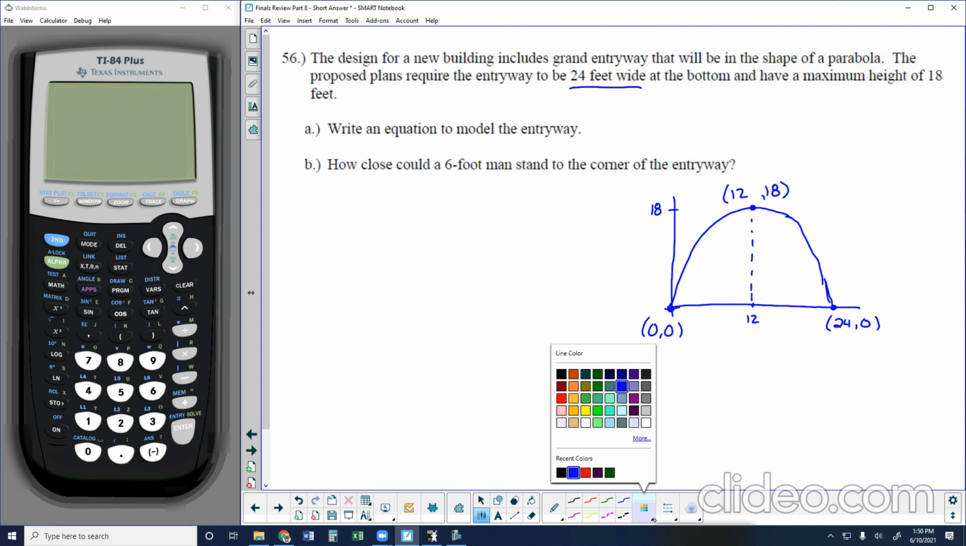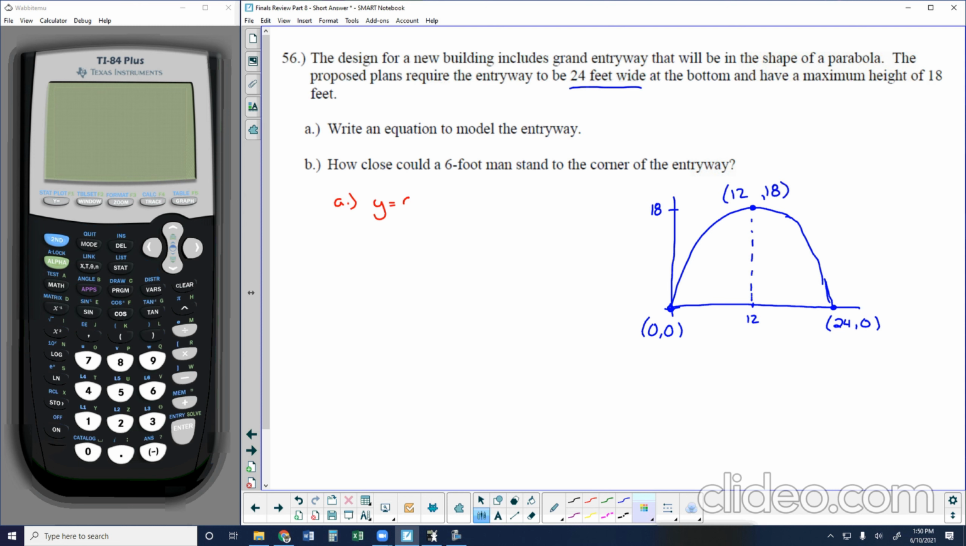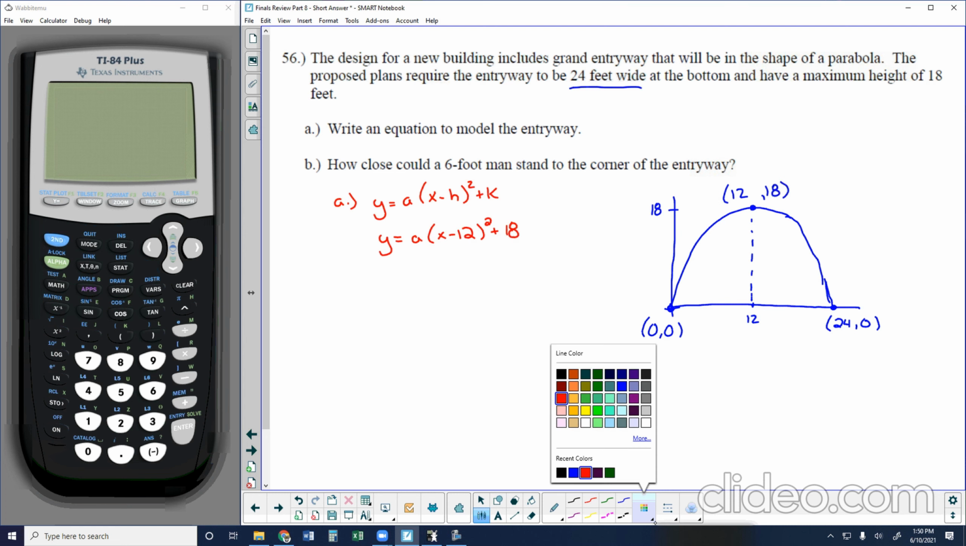So in part A, I need to write an equation. For a parabola, an equation can be y equals a times the quantity x minus h squared plus k, in vertex form. This works out nicely because I already know h and k. My h would be 12, and my k would be 18. Now I need to find the a value. In some other examples we used a focus and directrix approach to find a, but in this example we don't know anything about the focus or the directrix.